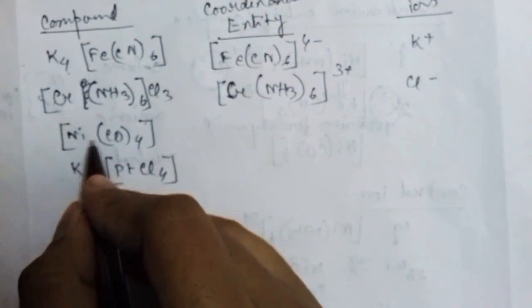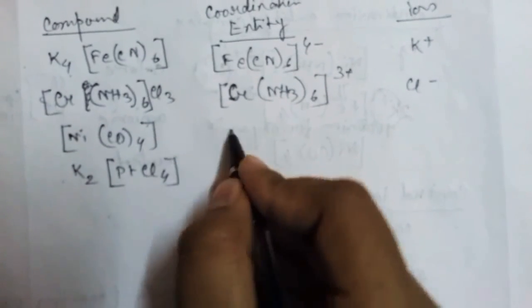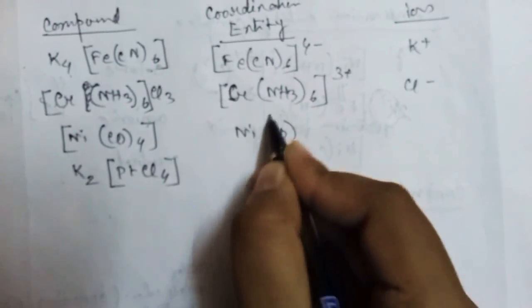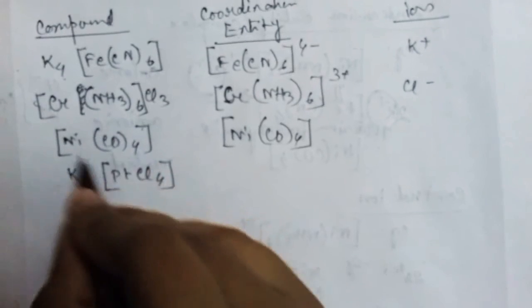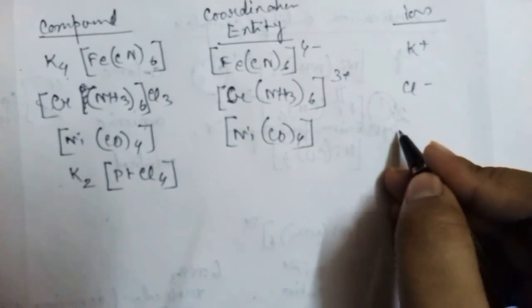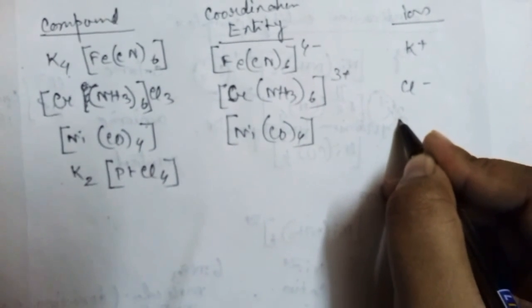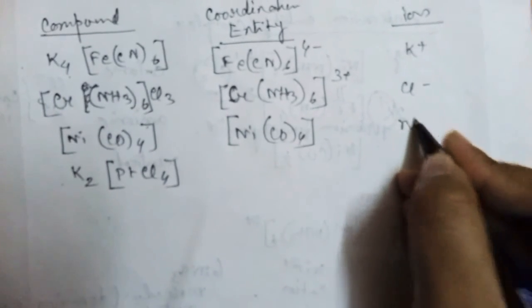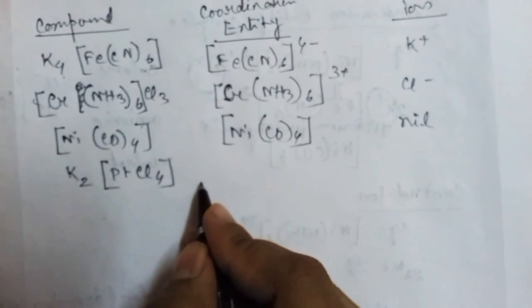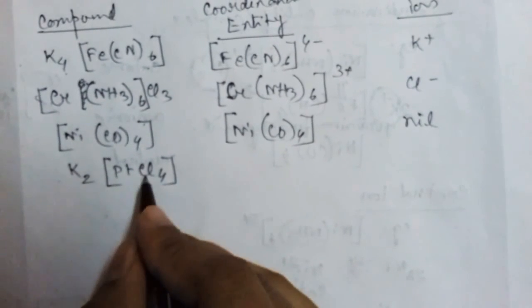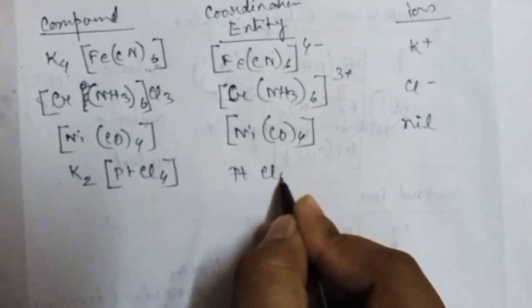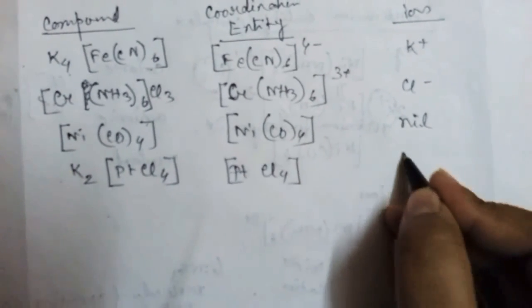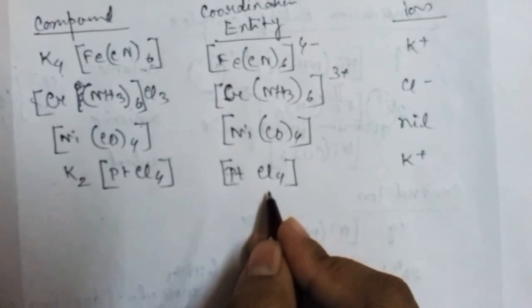Here for nickel tetracarbonyl, actually the coordination entity is the whole compound or complex. There is no ion outside the coordination entity. This is already a neutral complex. So there is no counter ion. Another example is K2[PtCl4]. So this is the coordination entity, that is [PtCl4], and potassium K plus is the counter ion.